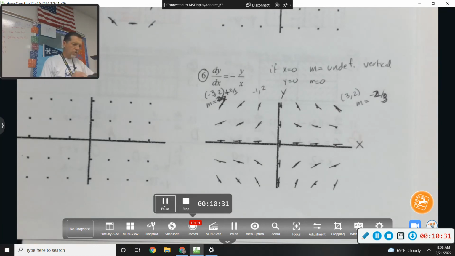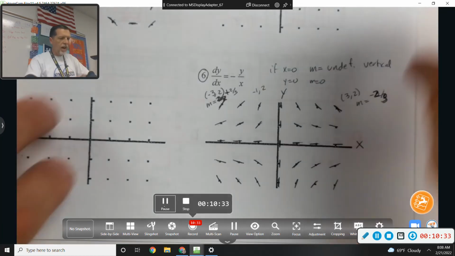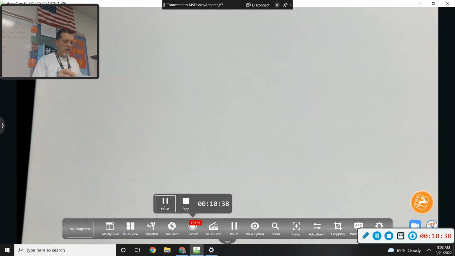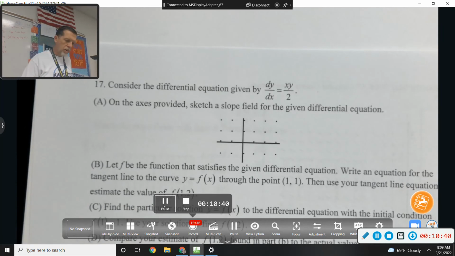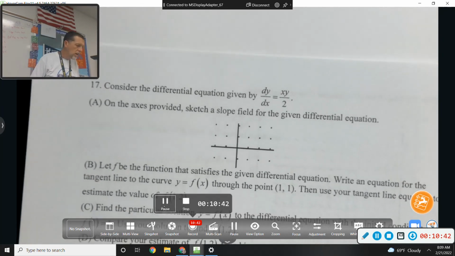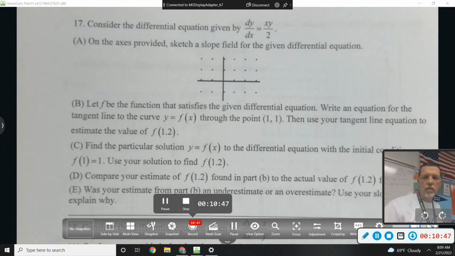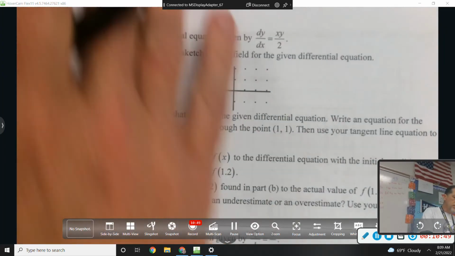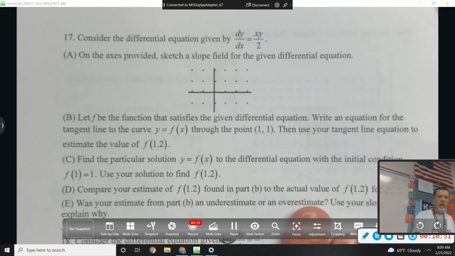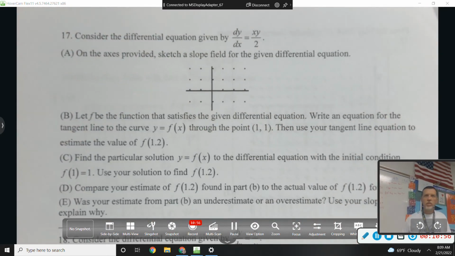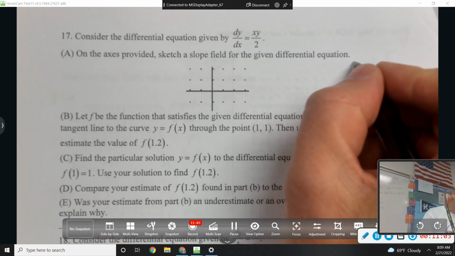All right, let's jump to number 17 on the very back. Work this one together, and then we'll be done, and your assignment will be everything that's left. So consider the differential equation given by, and by the look of this, I'm guessing this is an old AP test question, and you hope to get one of these. These are usually ones that are okay. On the axis provided, sketch a slope field.